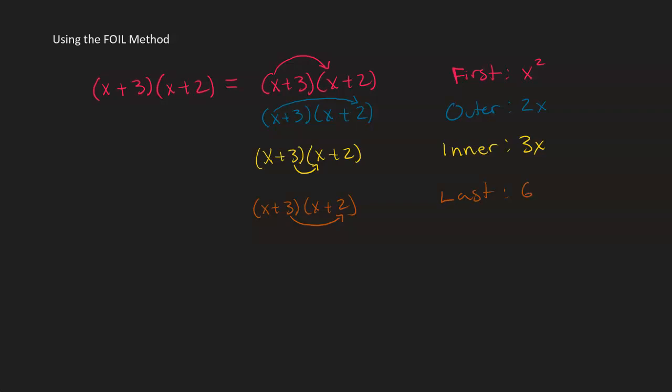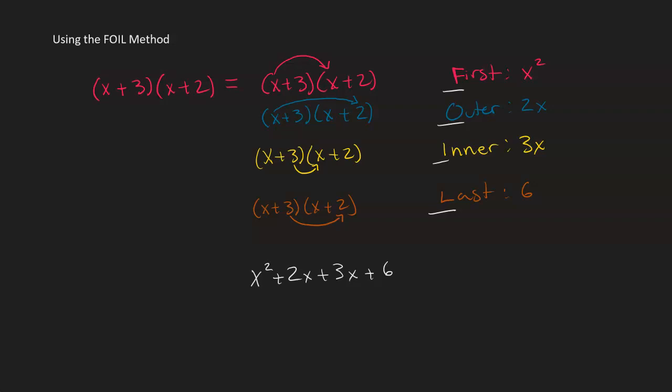So as you can see, that acronym FOIL is your first terms, your outer terms, inner terms, and last terms. Okay, and then from there, we can just rewrite it down below. So I have x squared plus 2x plus 3x plus 6. And class, don't worry, you won't be doing this every time. I'm just creating this kind of organization to show you the order process and when you use the FOIL method.